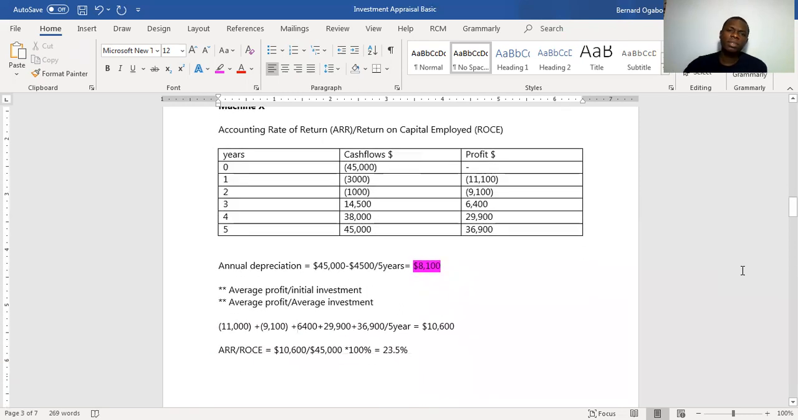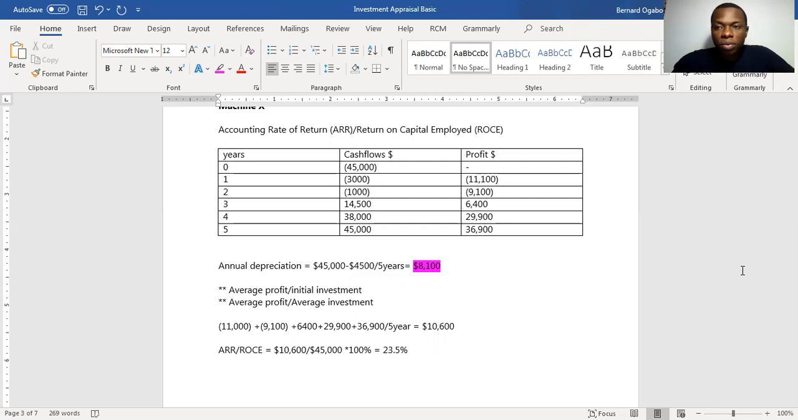So what would be the advantage of using accounting rate of return? Number one, as you've seen, it's very simple to calculate. It's also very simple to explain to management. It can be related to many other methods of project evaluation in accounting, especially when we look at ratio analysis for financial reporting. You can link it to the other measures of profitability.